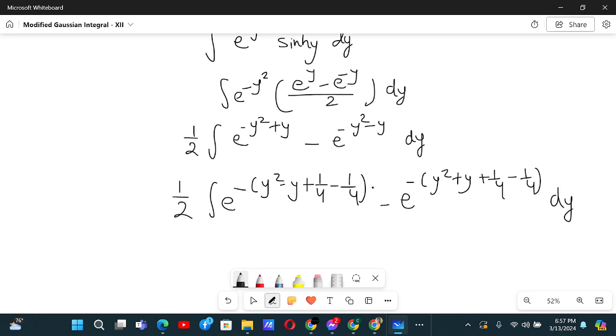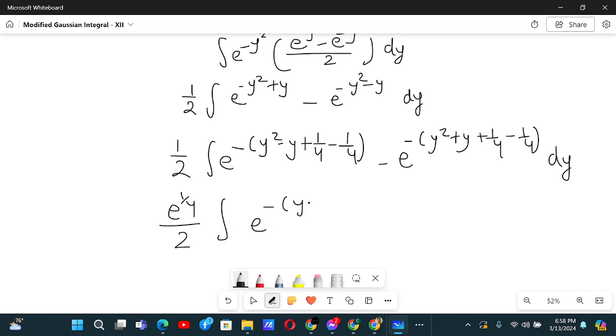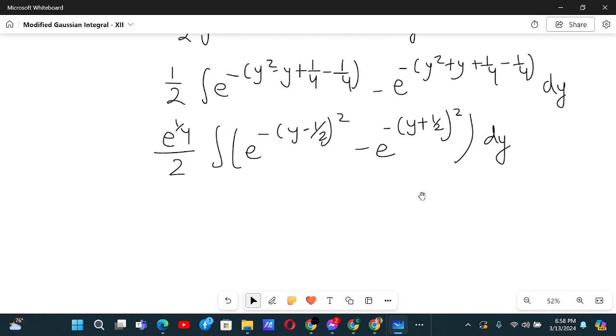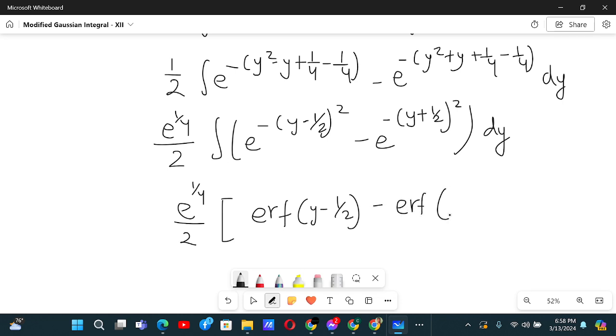Now minus minus multiplies with this minus 1 by 4, so we get e to the power 1 by 4. Take it common and take it outside. So e to the power 1 by 4, by 2, times the integral of e to the power minus y minus 1 by 2 whole squared, minus e to the power minus y plus 1 by 2 whole squared, dy. So now this is related to the error function. You know the integral of e to the power minus x squared is just the error function. So this will be erf of y minus 1 by 2, minus erf of y plus 1 by 2.